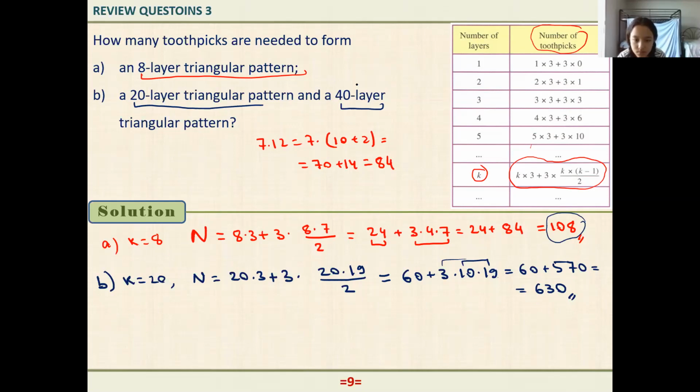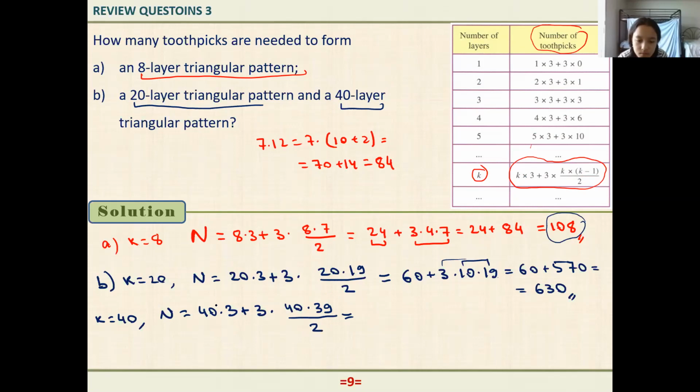How about when it is 40? How about when K equals 40? In a similar way, let's find the total number of toothpicks needed to make a 40-layer triangular pattern. Here K equals 40. So here we have 40 times 3 plus 3 times K, which is 40, times K minus 1, 40 minus 1, that is 39, over 2.